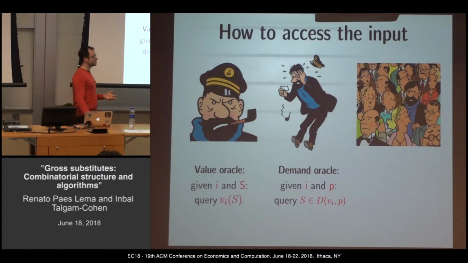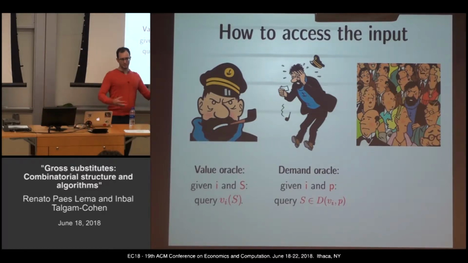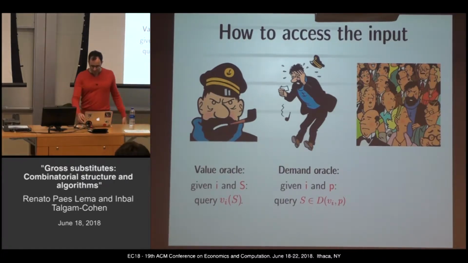There are prices out there in the market, and for every buyer who comes to a supermarket, the items have prices, and you see whatever they purchased. So you can ask each buyer, given those prices and whatever your valuation is, to give me one of your favorite bundles. That's one way to access the market.